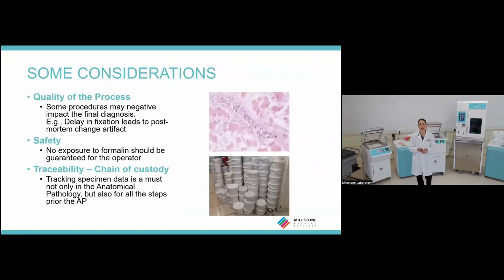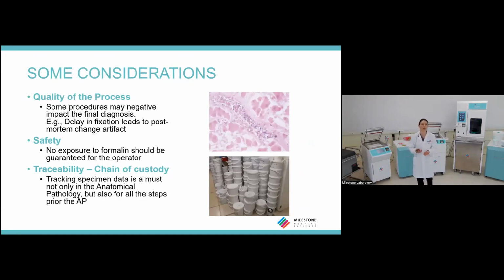So, considering the actual way of doing the collection, we have to make some considerations. First is regarding the quality of the result, because if you do some negative steps during the collection, for sure this will impact the final diagnosis. Here I have reported for you an example of an artifact that you can find in the diagnosis. This artifact is called post-mortem change, and is due to a delay of fixation when a tissue is extracted from the human body. In this moment, the degeneration starts immediately.